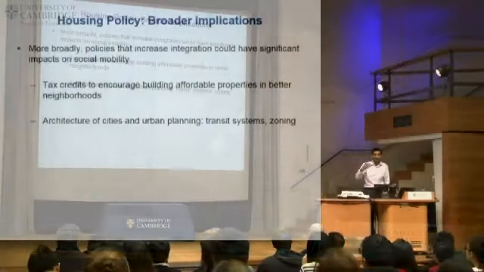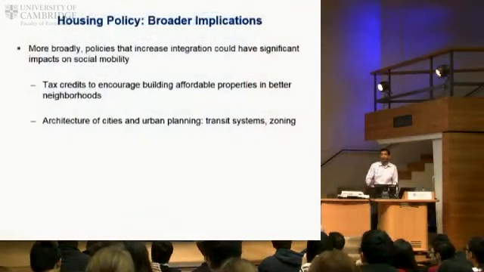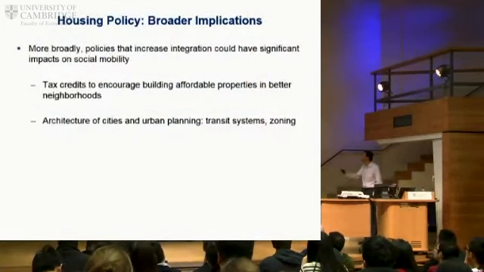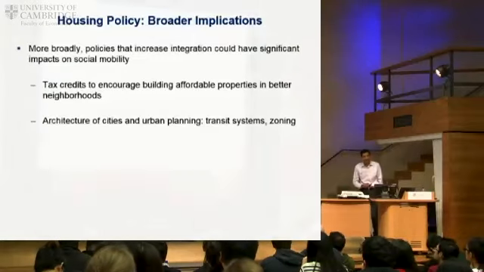Now, moving to thinking a bit more broadly now beyond these specific housing voucher policies, I think what this evidence suggests is that policies that increase integration could have significant impacts on social mobility, and these could take many forms, right? These could be things like tax credits to encourage building affordable properties in better neighborhoods, to basically incentivize developers to build in certain areas.